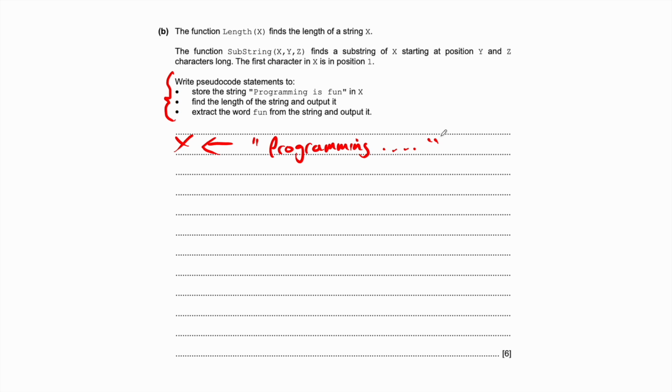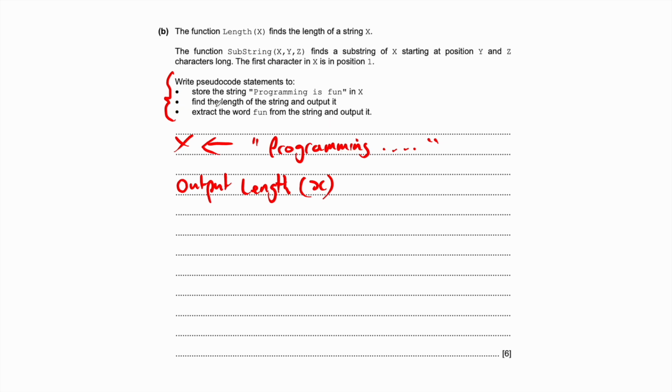Find the length of the string and output it. Okay, well, we've got a function to do that. It's up here, function length x finds the length of string x. So what we're going to do is we are going to say output length brackets x. Now, I'd be curious to see how they would award marks here, but this variable here needs to match this one here. They've told you that it's x, so you don't have a lot of wiggle room here. But in theory, if you said, I don't know, banana here, and you said banana there, it would still work.